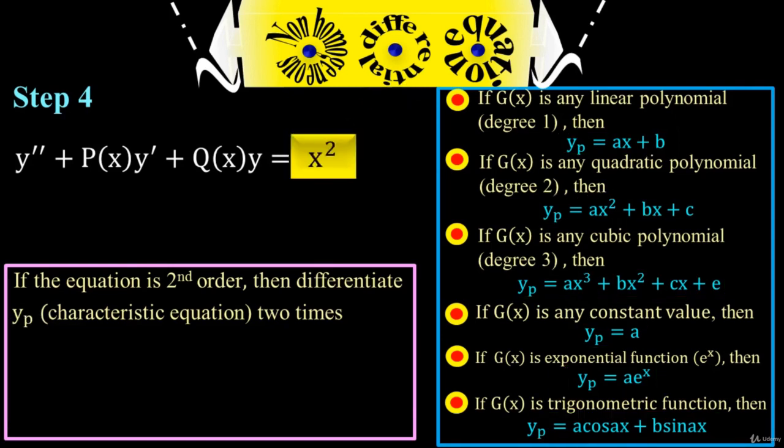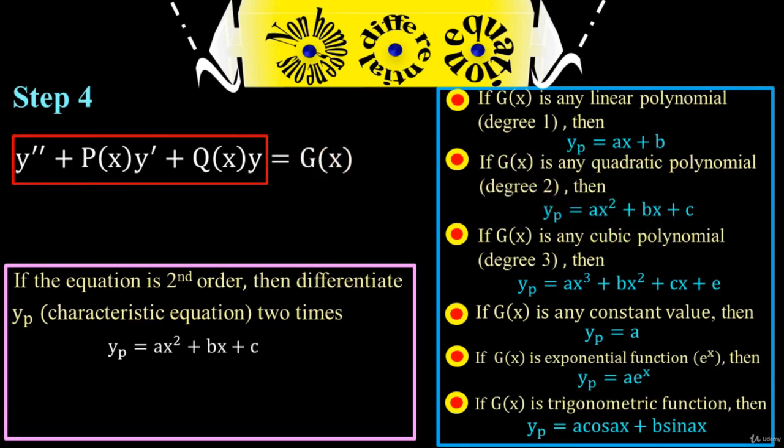Suppose that g of x is x squared. It's a quadratic polynomial, degree 2. I will pick this equation: y sub p equals ax squared plus bx plus c. This is the very first thing in step 4 to check. The next thing is to look to the left side of the given expression. If the equation is second order, then you need to differentiate y sub p 2 times; if it is third order, 3 times. Since the maximum derivative term in the given expression is the second derivative term, it is a second order equation. Therefore, I'm going to differentiate y sub p 2 times.